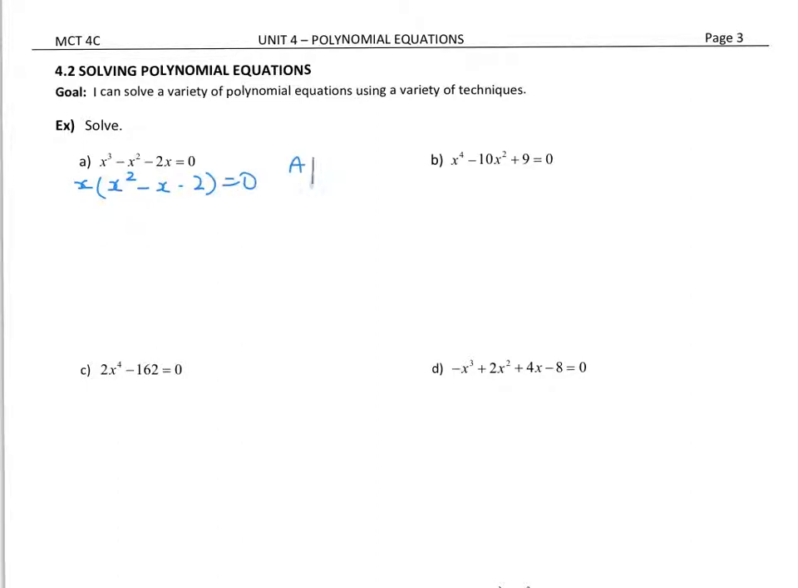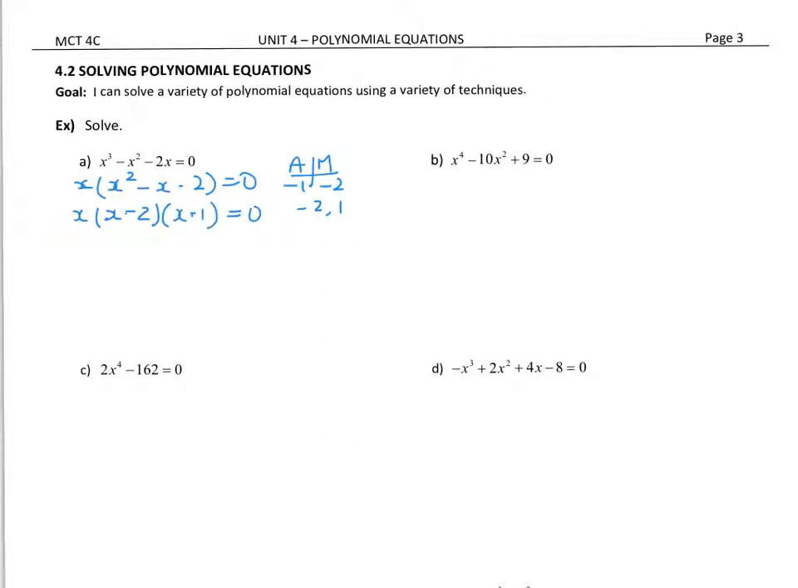So here I would look for two numbers that are going to add to -1 and multiply to -2. And -2 and +1 would be those two numbers. So because it's a simple trinomial, I can take those values and insert them in the brackets, and we end up with x times (x - 2) times (x + 1) multiplied together to equal 0.